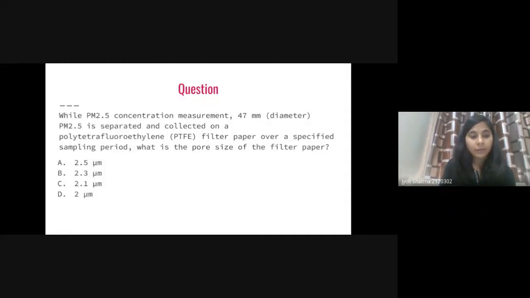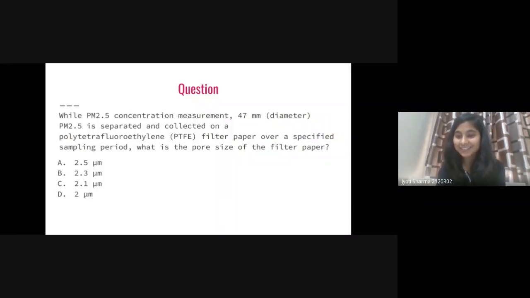So my question is: while measuring particulate matter 2.5 concentration, 47 mm particulate matter 2.5 is separated and collected on the filter paper over a specified sampling period. What is the pore size of the filter paper? My options are 2.5, 2.3, 2.1, and 2 micrometer.